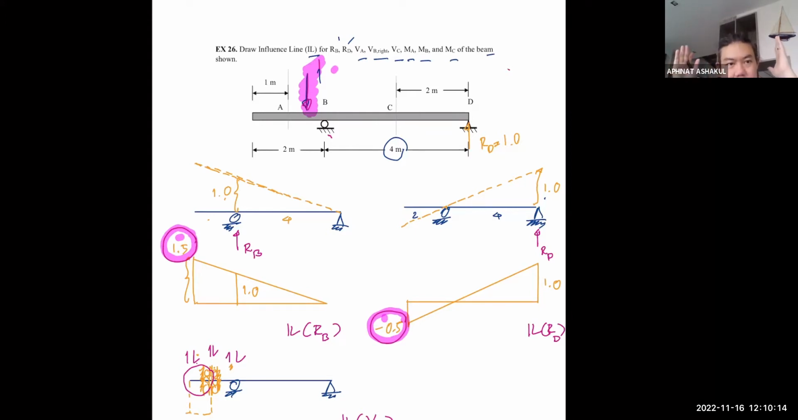This is the understanding of how the load will affect your design function. That is the beauty of influence line, if you ask me.